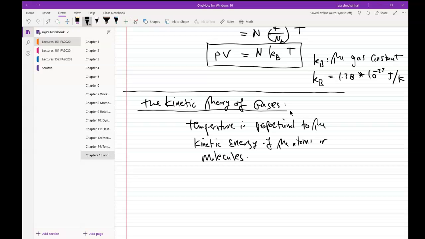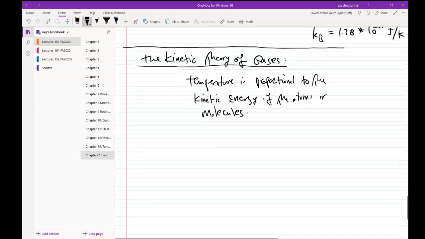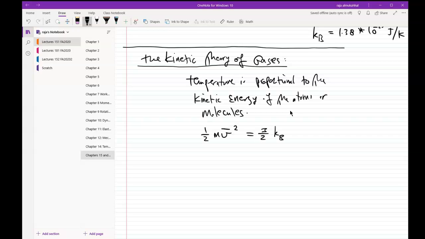You got that? And so you come up with this equation after we do this derivation. Very remarkable equation, like I said. It says 1/2 m v-bar squared is equal to 3/2 k_B, the Boltzmann constant, times T.